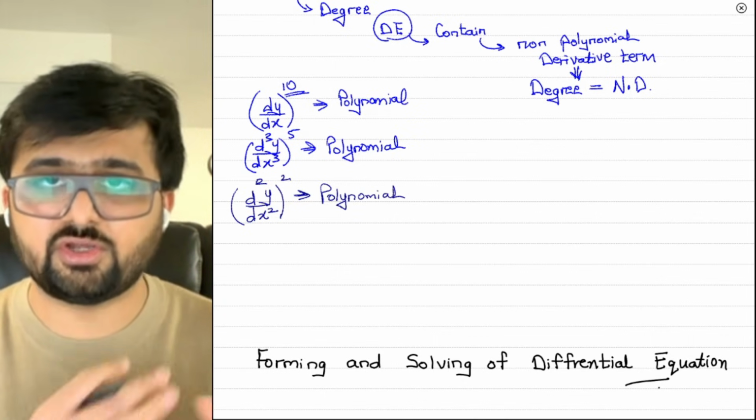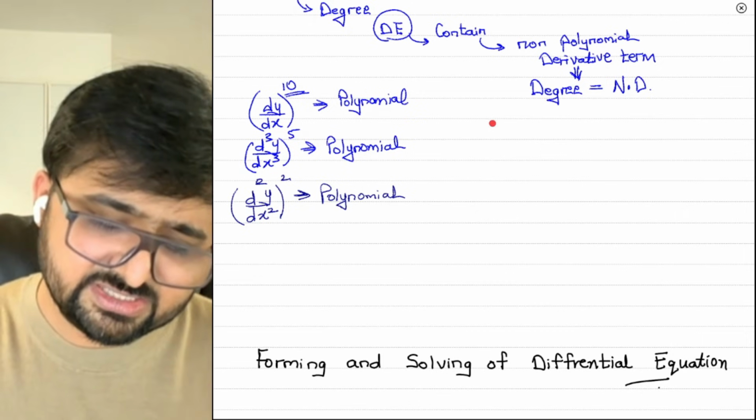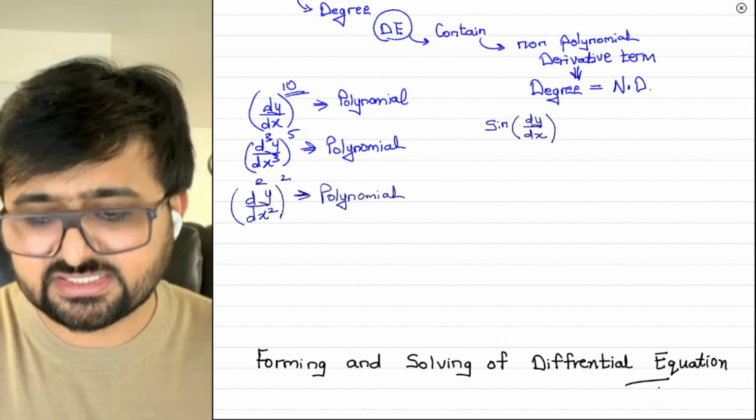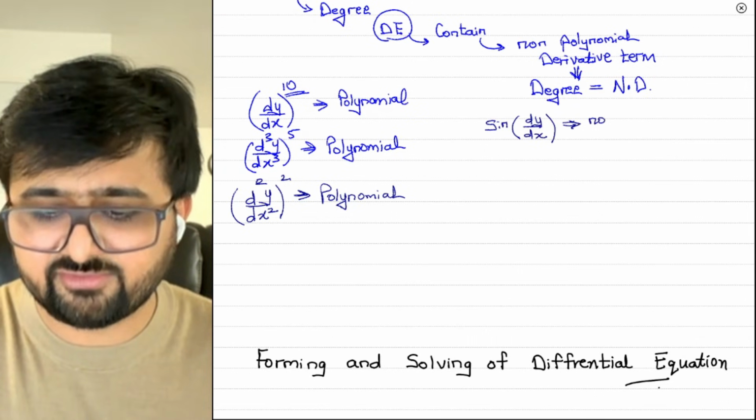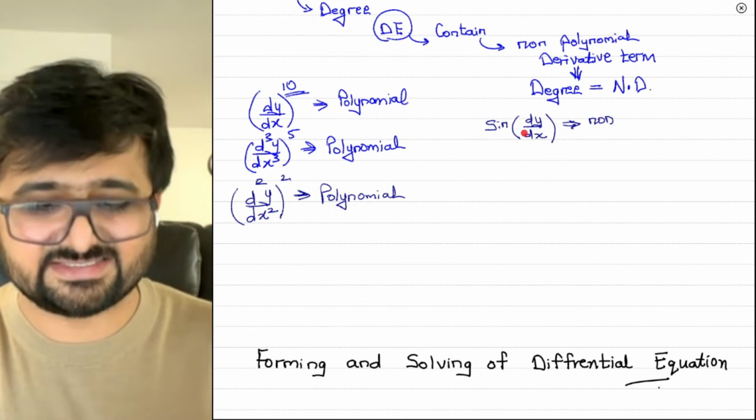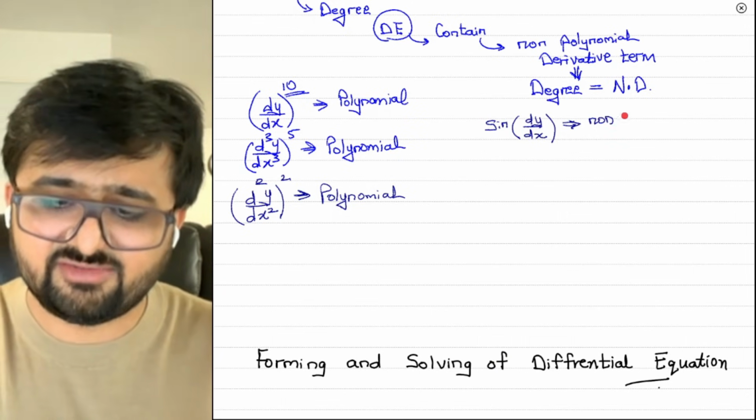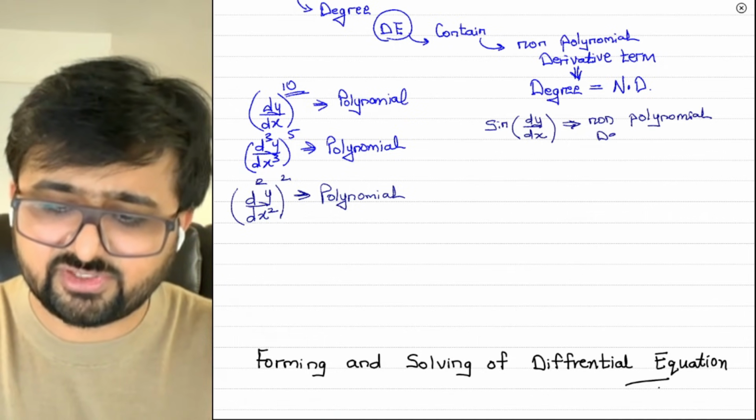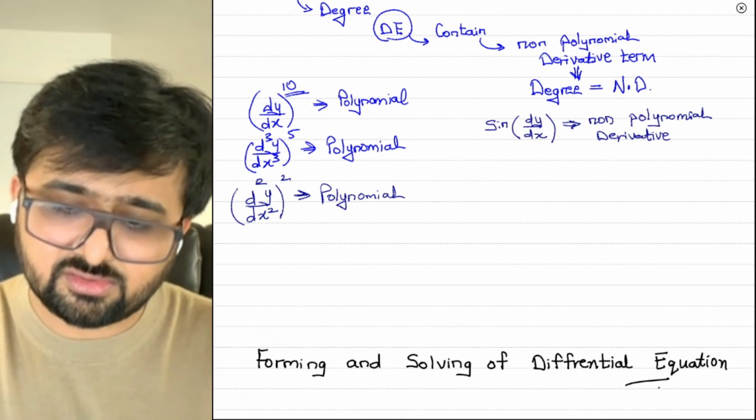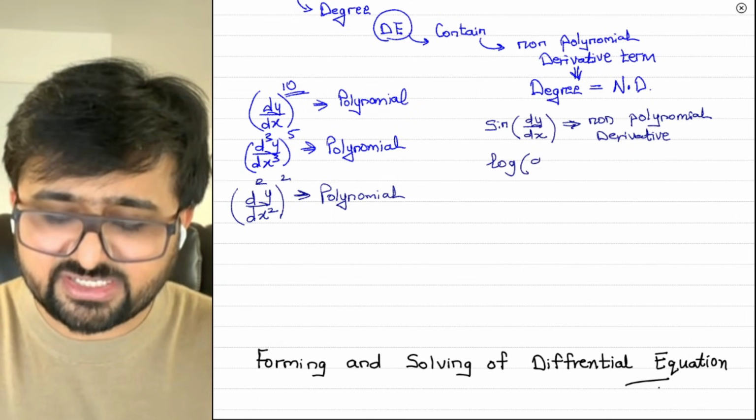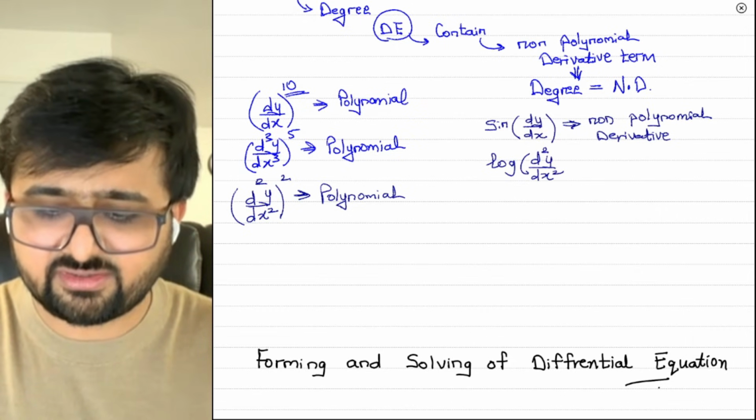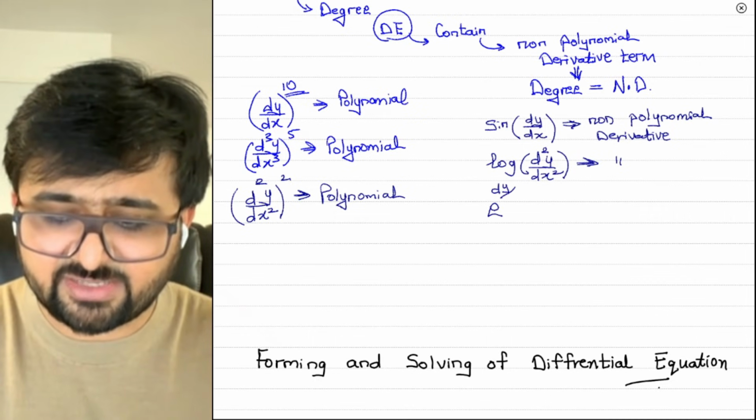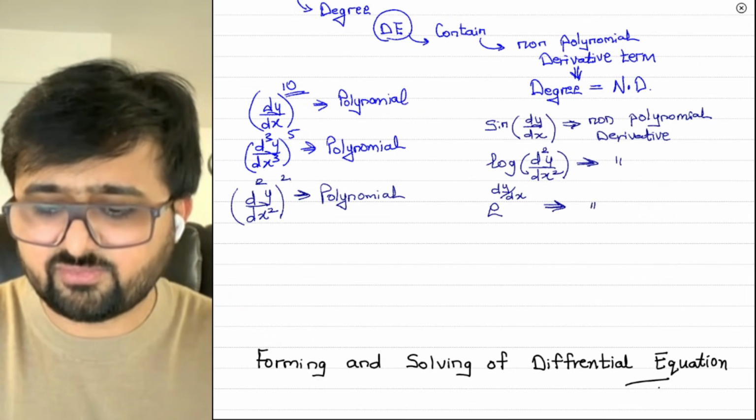So what is a non-polynomial derivative? If a differential equation contains a derivative term like sin(dy/dx), this is a non-polynomial derivative because it's sine of dy by dx. It's not a polynomial term. It's a non-polynomial derivative term. Let's say it was log(dy/dx) or log(d^2y/dx^2). This is also a non-polynomial derivative. If it was e to the power dy/dx, this is also a non-polynomial derivative.